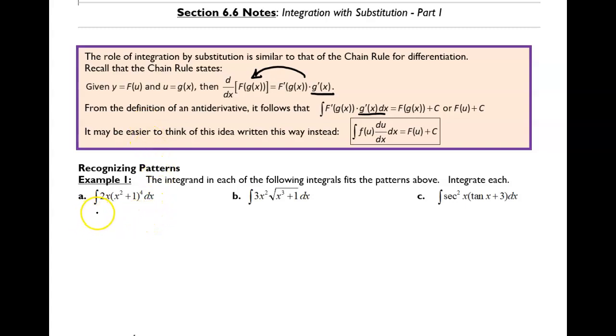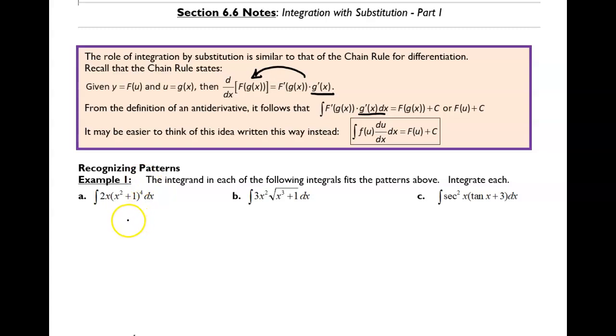In example 1, we have the integral of 2x times x squared plus 1 to the 4th dx. Now, a lot of times it's not going to be as obvious what rules you're going to use when you're integrating this. You most certainly could do like we did in 6.5 and expand this, but if this is to the 4th power, that's going to be a lot of work that we don't want to do.